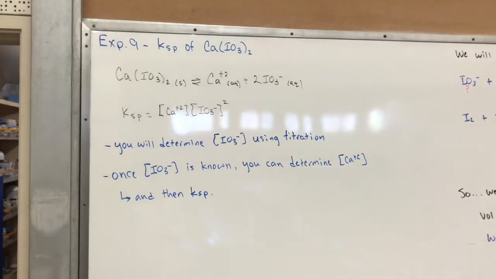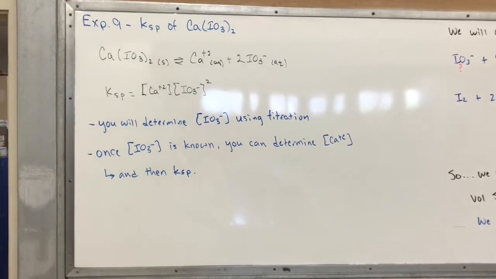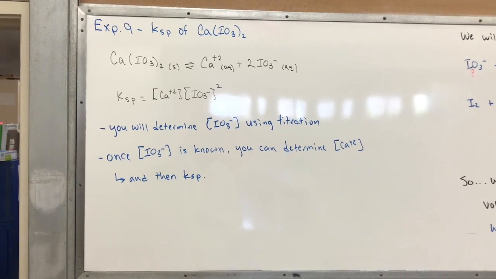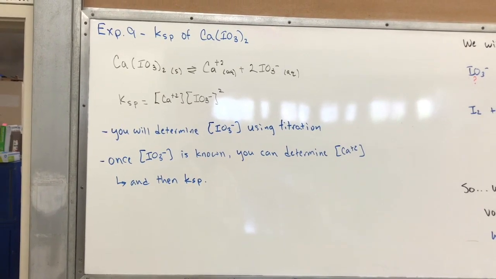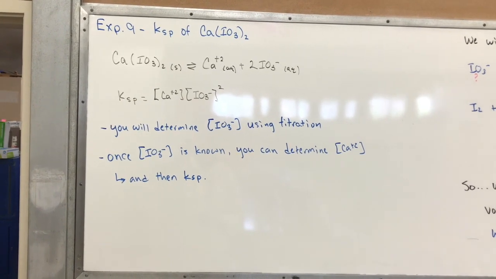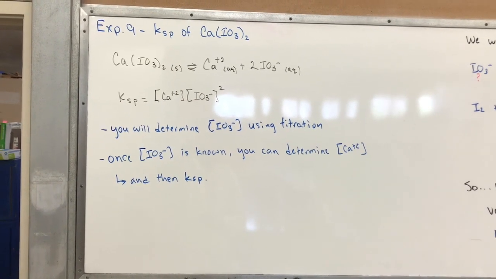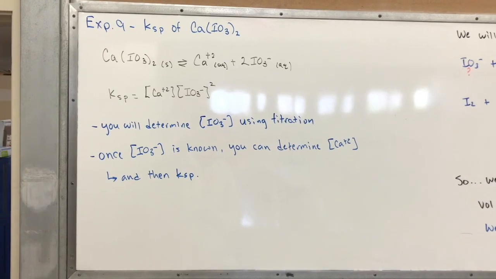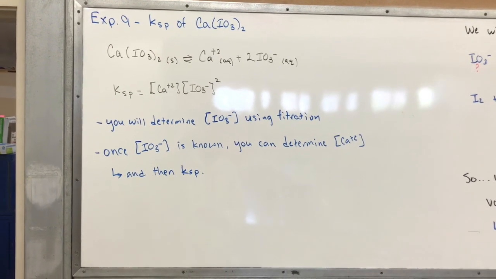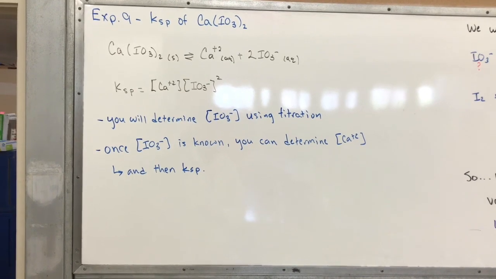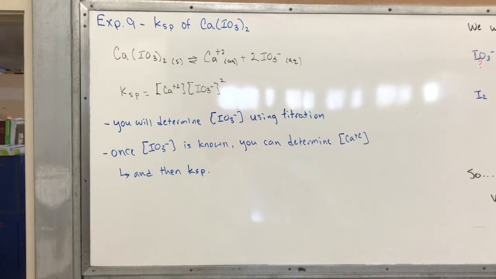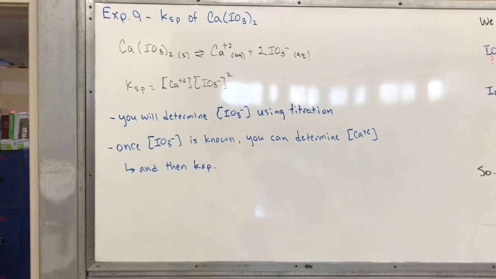So what we're doing today is we're going to determine the KSP of calcium iodate. Now, as we know, we want to set up our KSP expression, and the KSP would equal the concentration of calcium ions times the concentration of iodate squared. We're going to determine the iodate concentration using titration. And once we know that, we'll figure out the calcium concentration and then calculate the KSP.